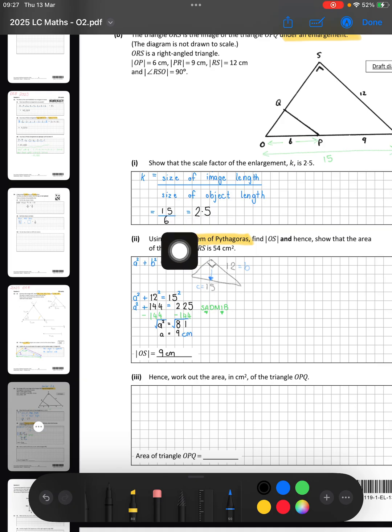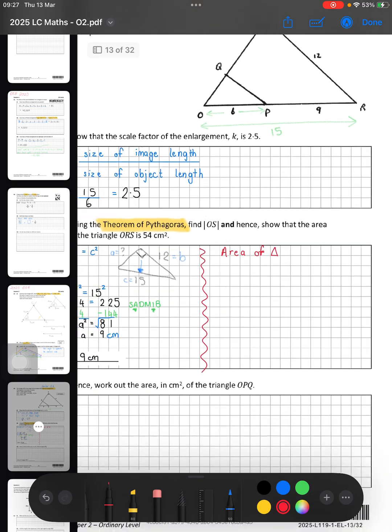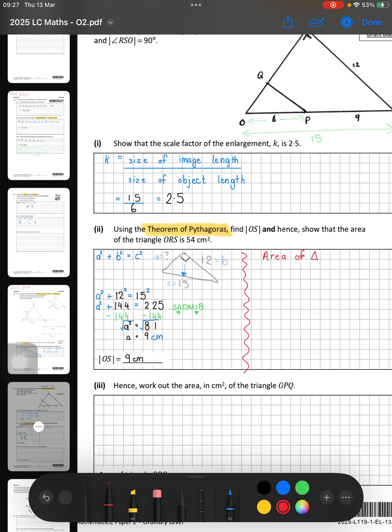Okay, when they say show that the area of the triangle is blah, blah, blah, you have to pretend that you weren't given that and read it as just find the area. And then when you get 54, you're happy with your answer. Now if you're really, really stuck and you come back to it at the end and you're still really stuck, just write what you can. But when you're first doing the work, really try to just find the area of the triangle, assuming you weren't given the answer.